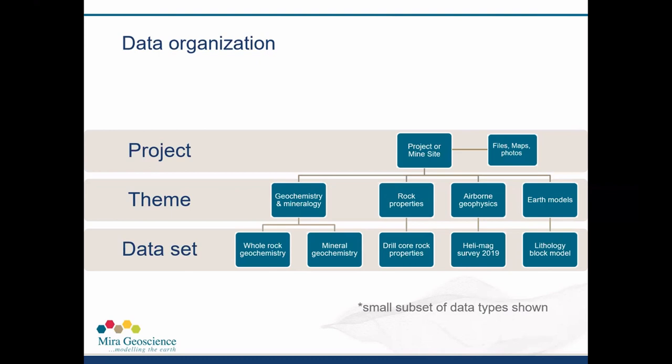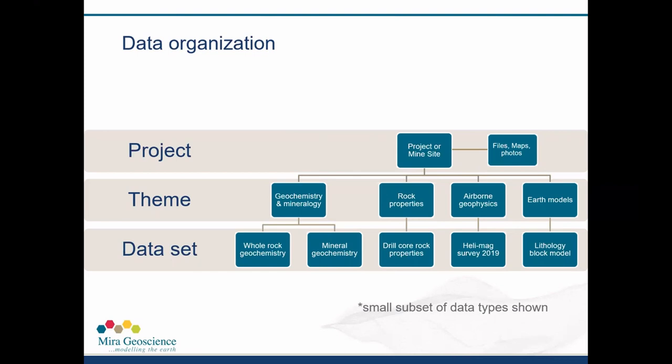Themes are the second level of data organization. Themes are preset containers with familiar names to group data of similar type. Data sets are the lowest level of data organization. A data set is a customized container to group data inside a theme. Data sets can contain files, maps, sections, data records and tables, and metadata. Data set definitions are flexible and are meant to correspond to how users view data.